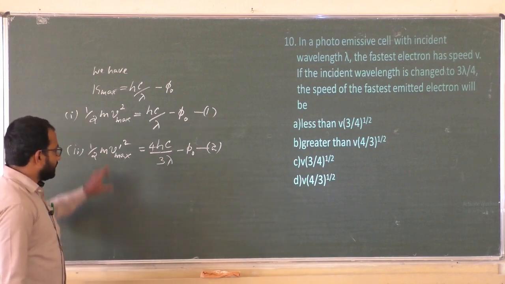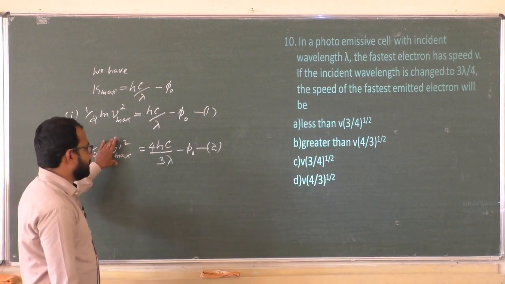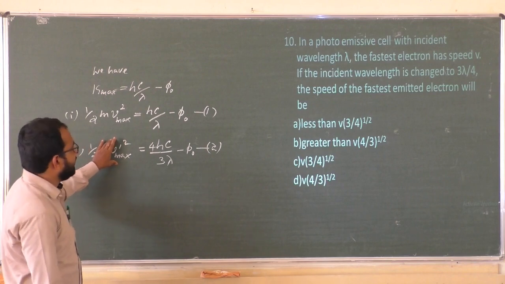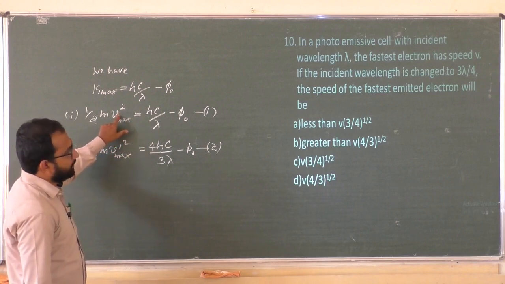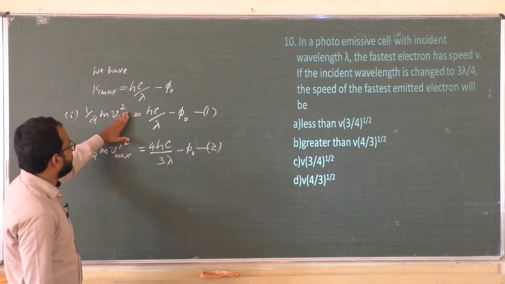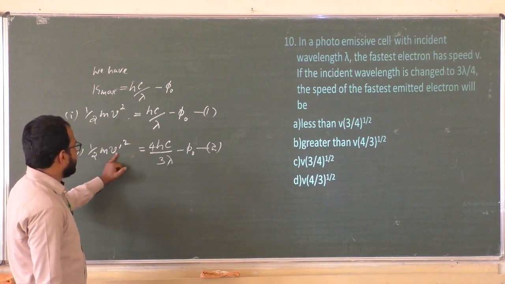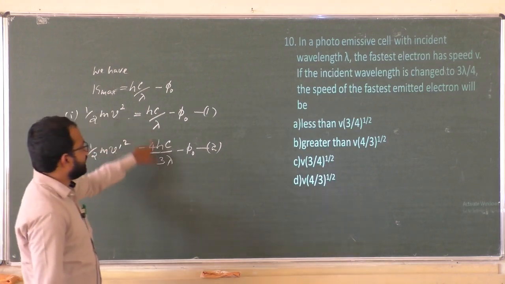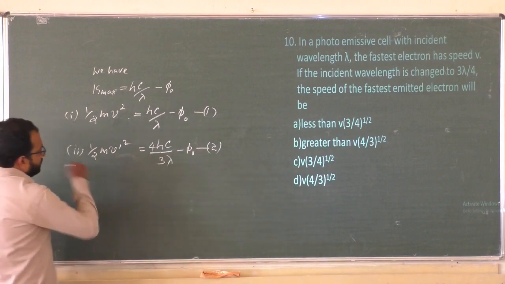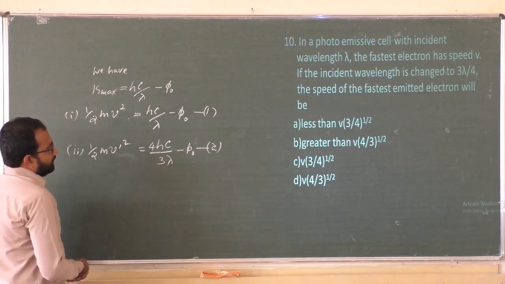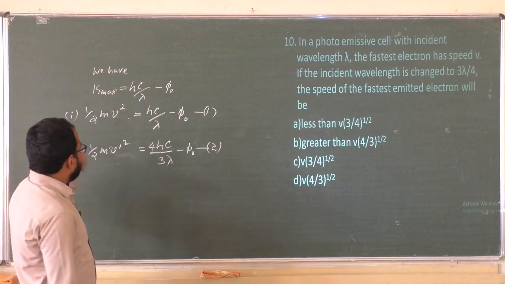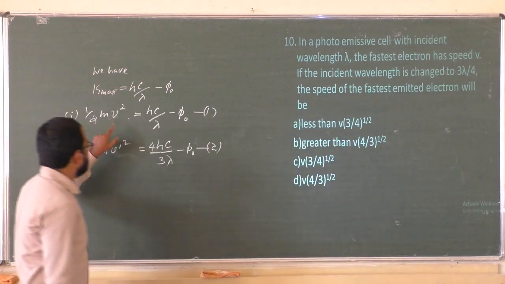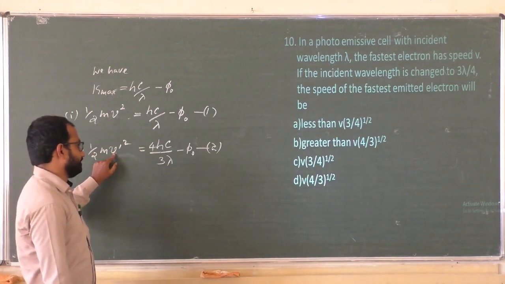Now what is asked is the new maximum speed of the fastest electron in terms of v. It is given as v for the first case. For the second case, let it be v dash. This is the maximum velocity for lambda and 3 lambda by 4. So how to calculate? I have to express v dash in terms of v. See the four options: you have to express v dash in terms of v.